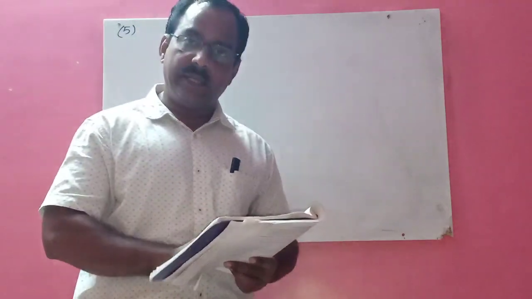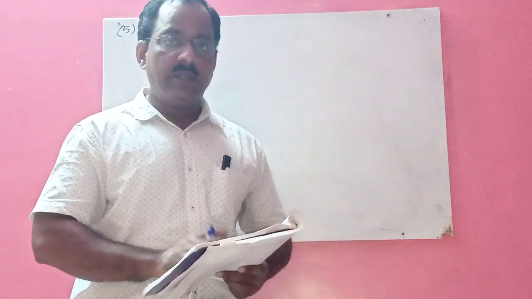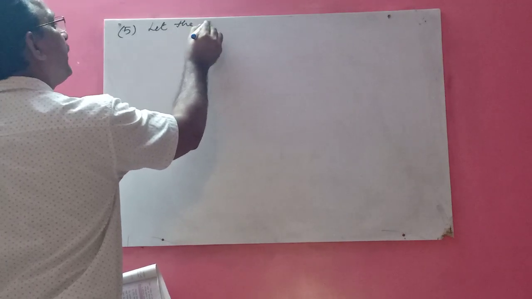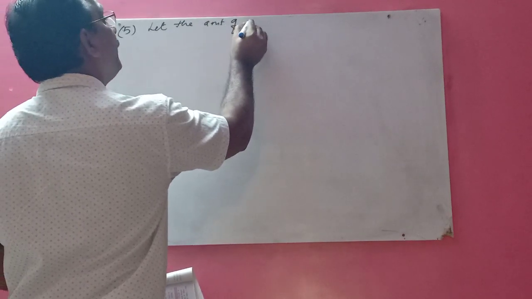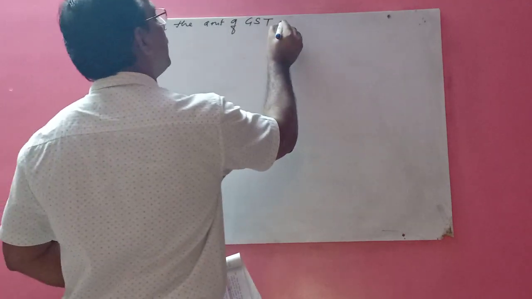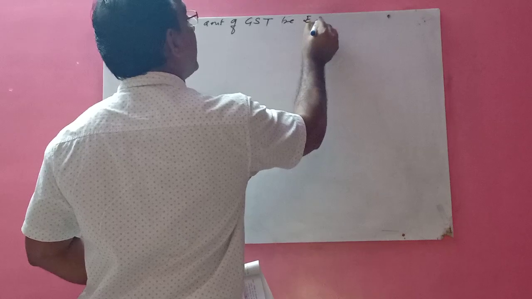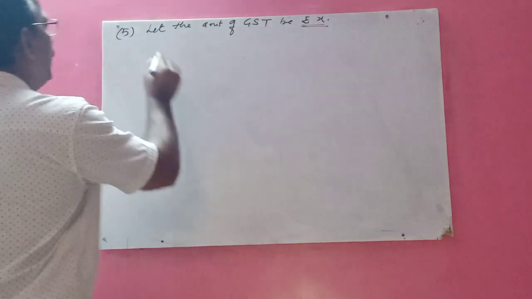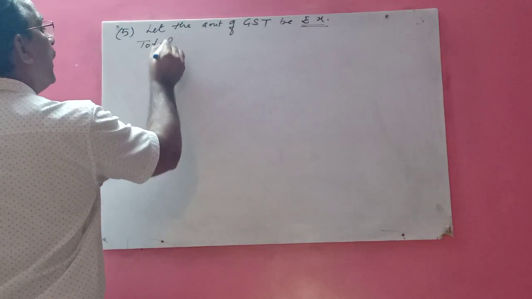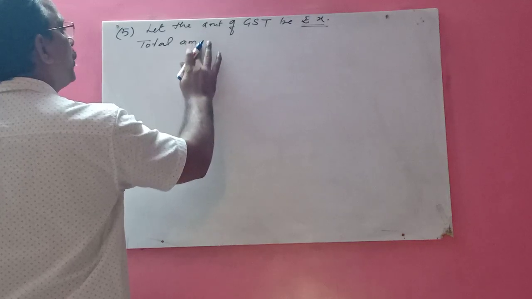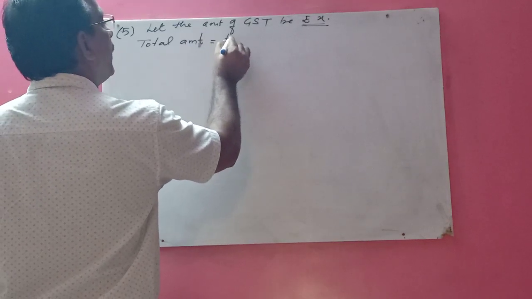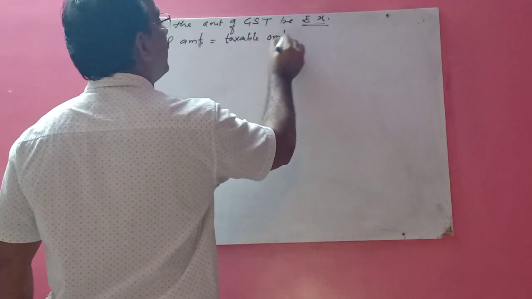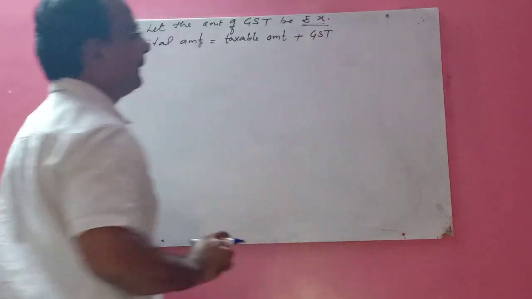So first in this case we will take the amount of GST from our side as rupees X. So first you will write here, let the amount of GST be rupees X. And you know that total amount is equal to taxable amount plus GST. This is the formula.